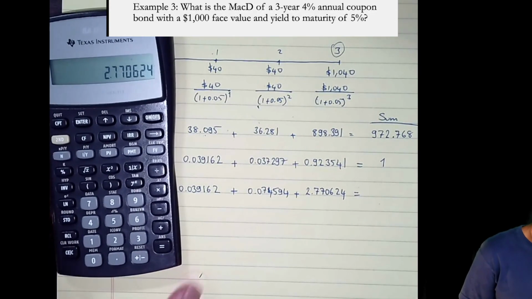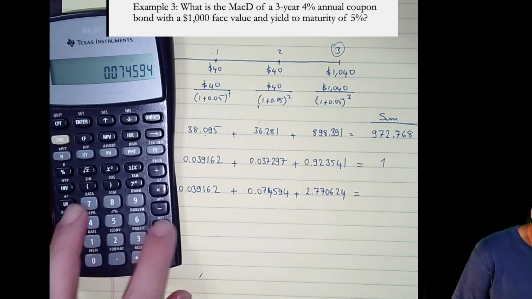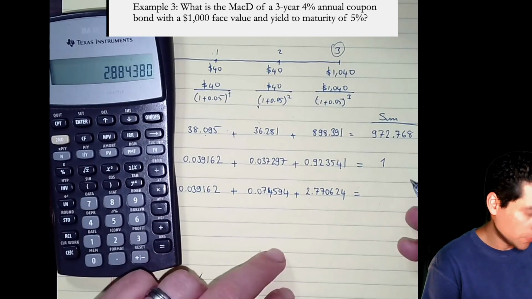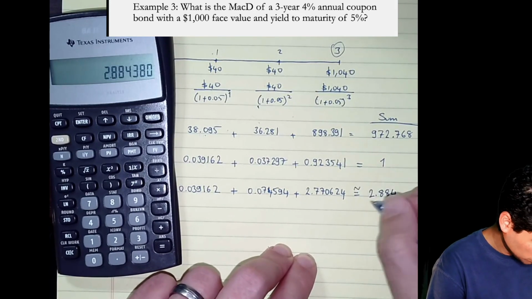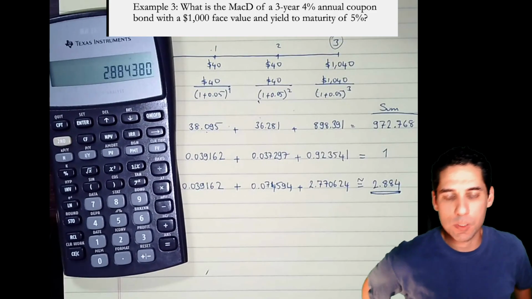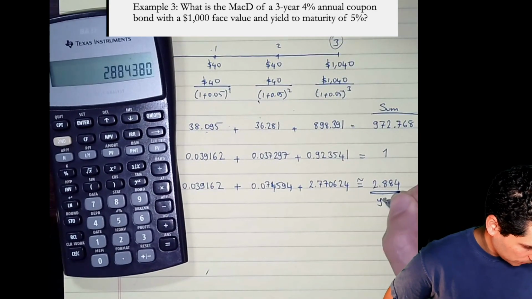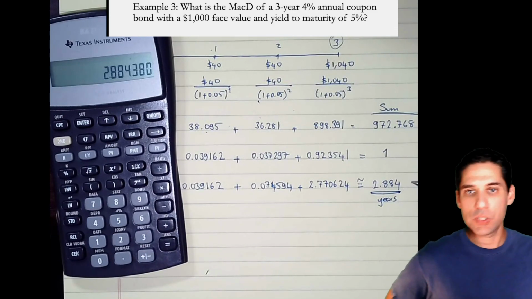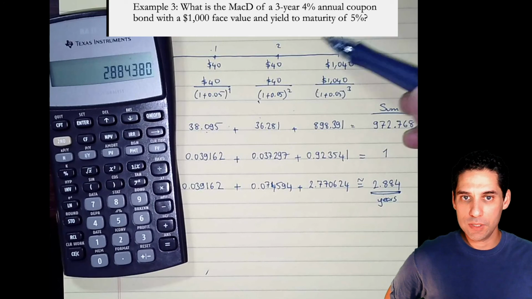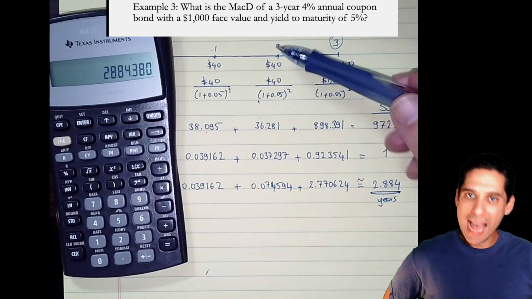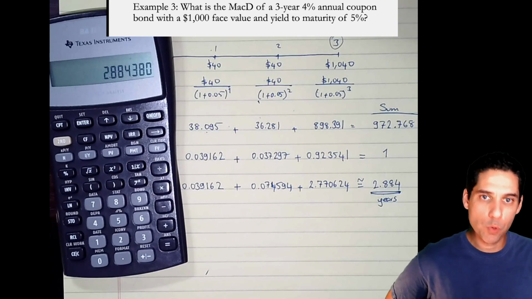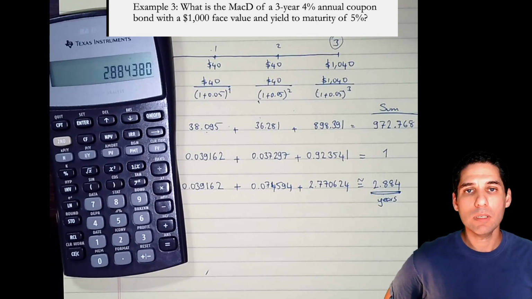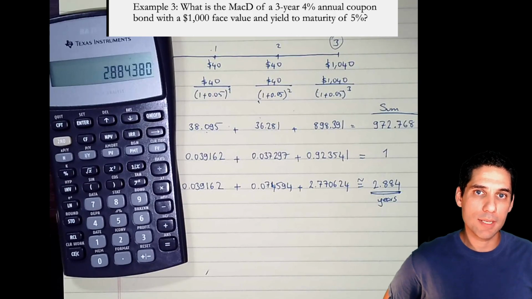Now if I add these up, this plus recall 2 plus recall 1 equals 2.884. Usually I will round these duration measures to 3 decimal places, and this is in years. Okay, because remember, this is a duration measure, and the unit is years, so the weighted average duration of these cash flows is 2.884. That's the MacD, Macaulay duration of this coupon bond. And the higher this number, the more sensitive the bond is to interest rate changes.